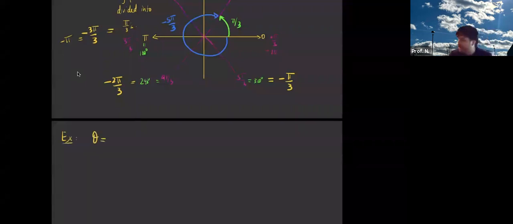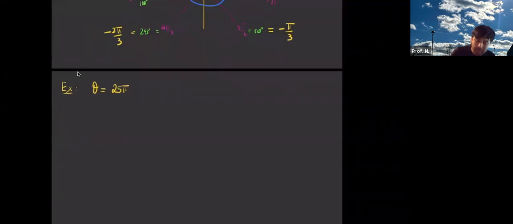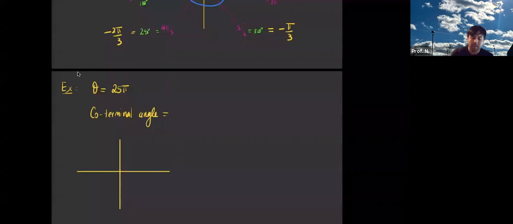What if my angle here is 25 pi? And I want to find the coterminal angle to this. And I want this angle to be between 0 and 2 pi. So where is 25 pi? How do we figure that out? Does anybody know where is 25 pi?